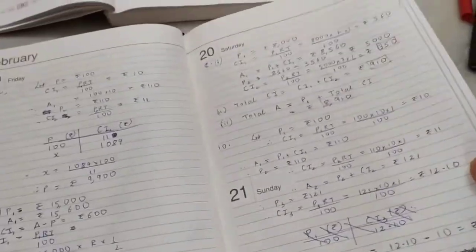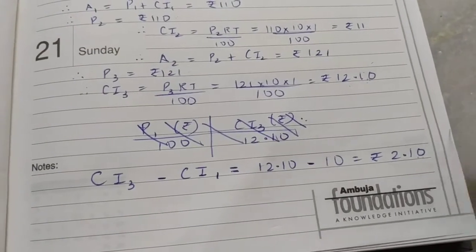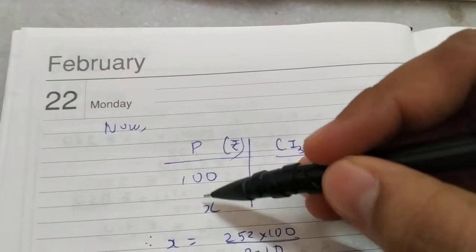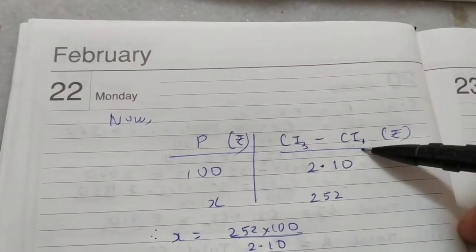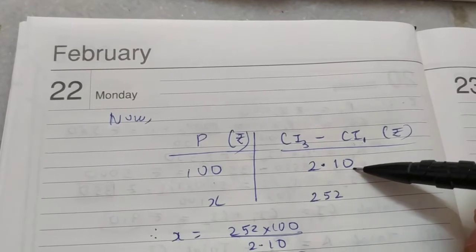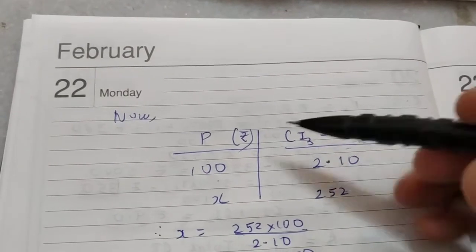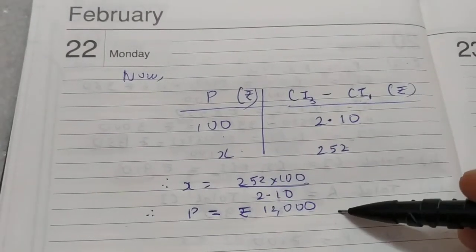So now unitary method. So after you find the difference in the two compound interests, we use unitary method. That is, when we assume principal as rupees 100, the difference in the compound interests of third year and first year respectively was rupees 2.10. But the given actual difference between them is 252. So what is the actual principal? Cross multiply and get the answer as rupees 12,000.